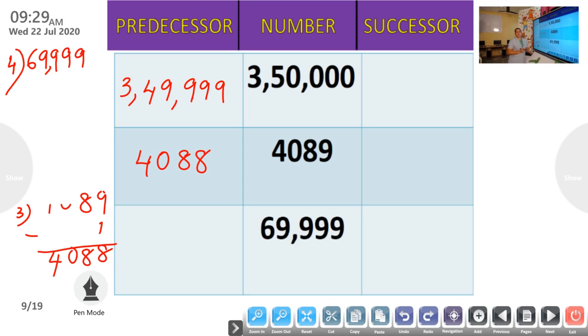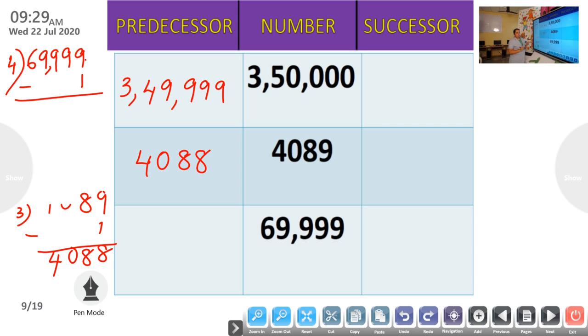Predecessor is equal to given number minus 1. So given number minus 1. So what is the given number here? It's 69,999. So you have to do the minus here. So minus 1. Is it clear?